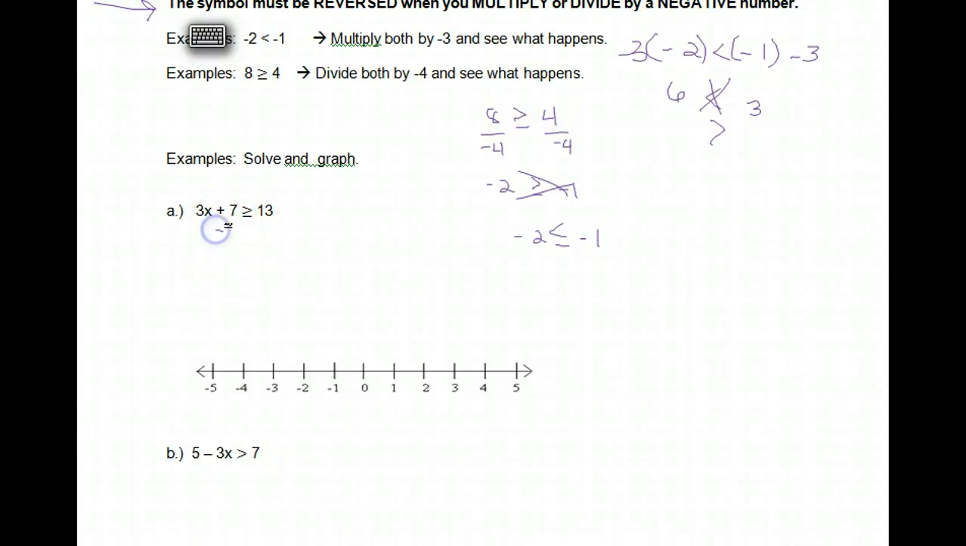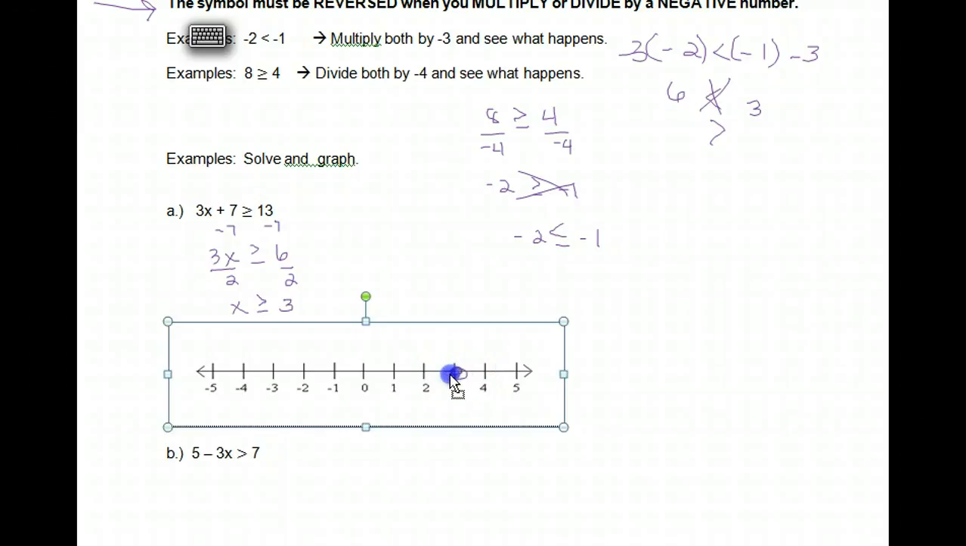So we will subtract 7 from both sides. So we have 3x is greater than or equal to 6. We will divide both sides by 3. X is greater than or equal to 2. Graphing it, we want to put a closed circle on our boundary because it was greater than or equal to. And we want all of the values that are greater, so we shade to the right.